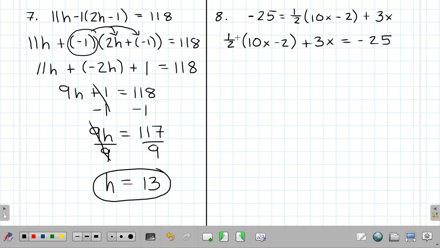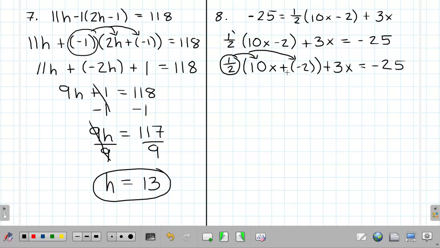Except in this case, we're going to be distributing a 1/2. But before I do that, I see I've got some subtraction here, so I'm going to rewrite this as a sum. Now, when I distribute the 1/2, I'm distributing it to a 10x, and to a -2. So 1/2 of 10x. Technically, you probably don't need a calculator here, because 1/2 of 10 is 5x.